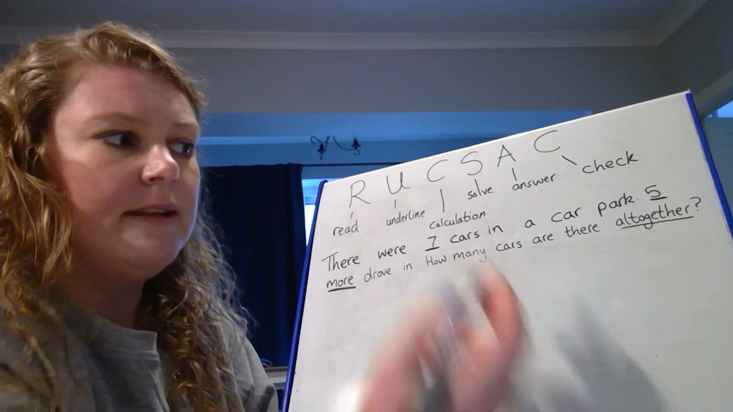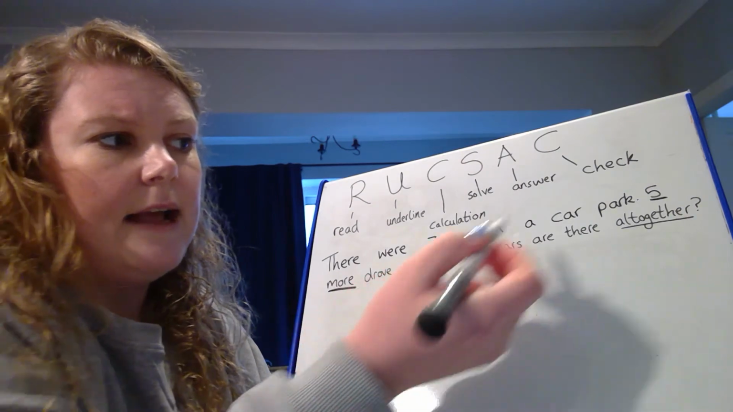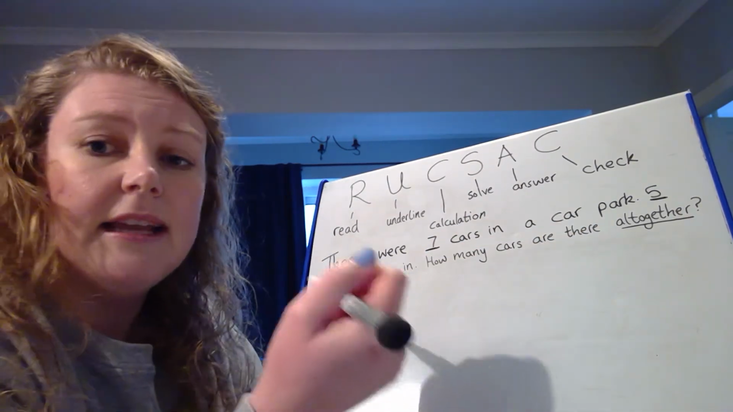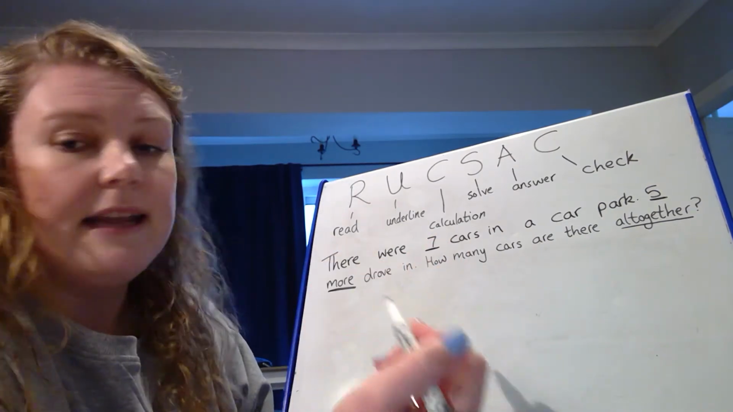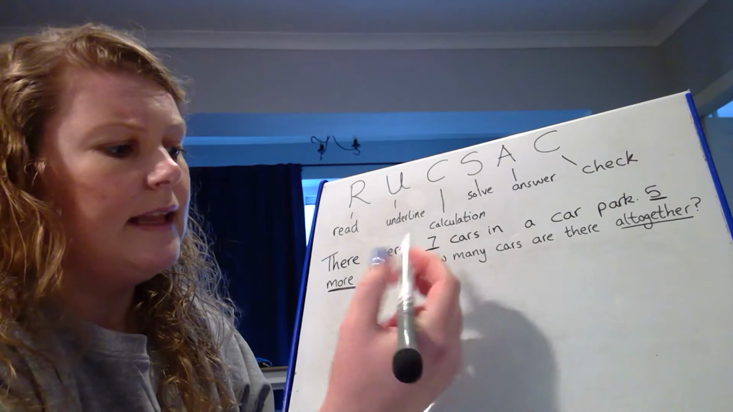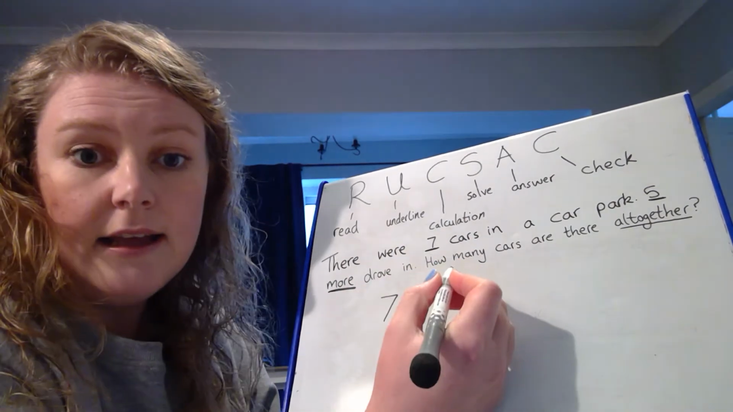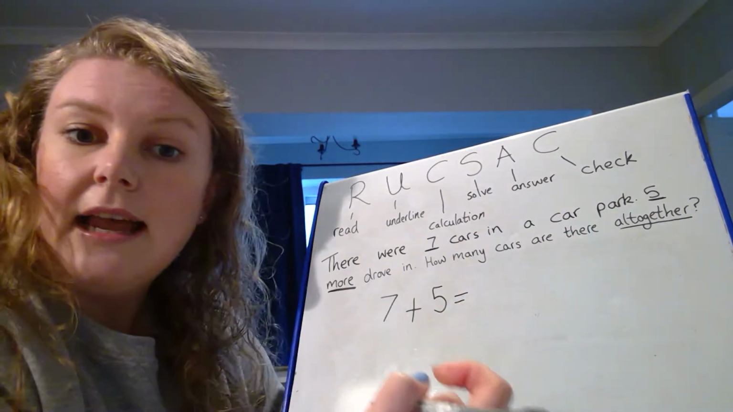So this shows me that for my calculation, because I can see the word more, and it's asking how many altogether, I'm going to be adding. Okay, so the number sentence is going to be an addition number sentence. So I've got my 2 numbers there, so I can now make my number sentence. I can find the calculation. So I've got 7 cars. I'm going to add 5, that's it, because 5 more came into the car park.